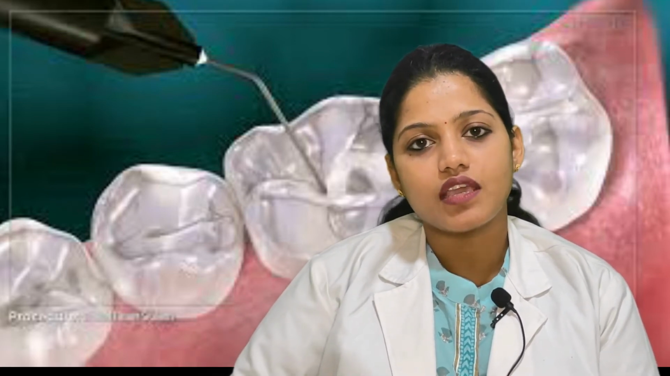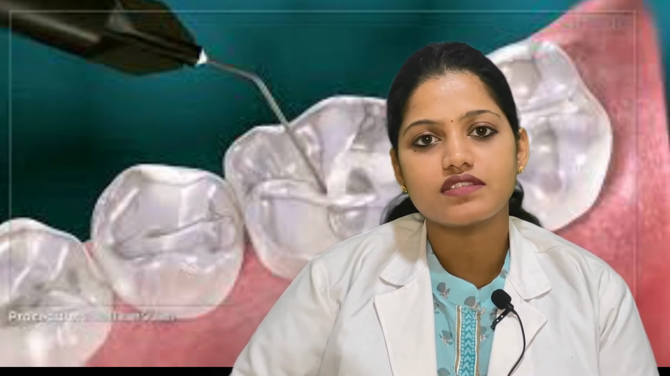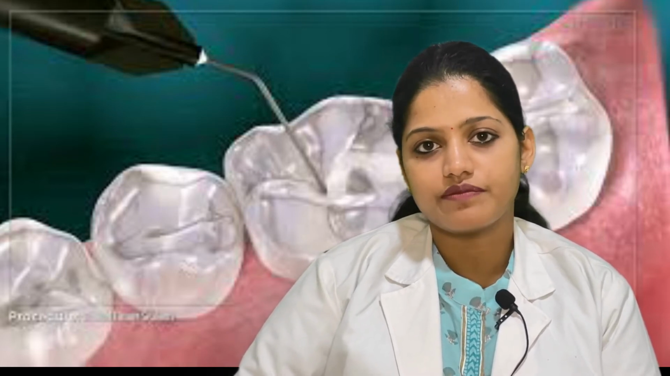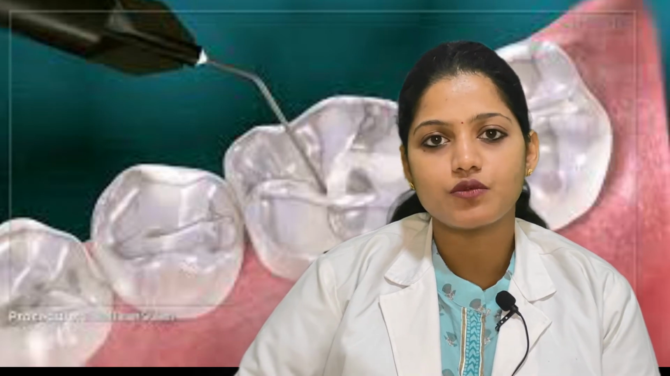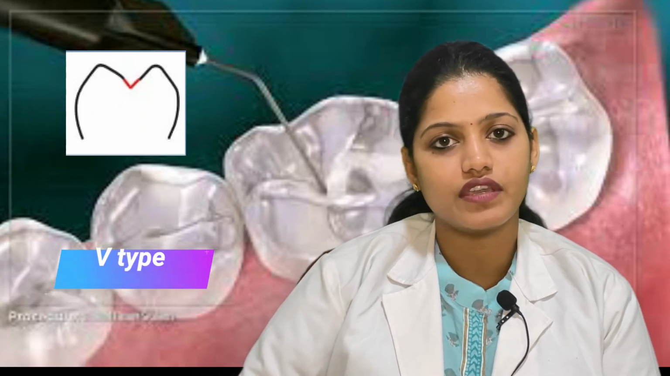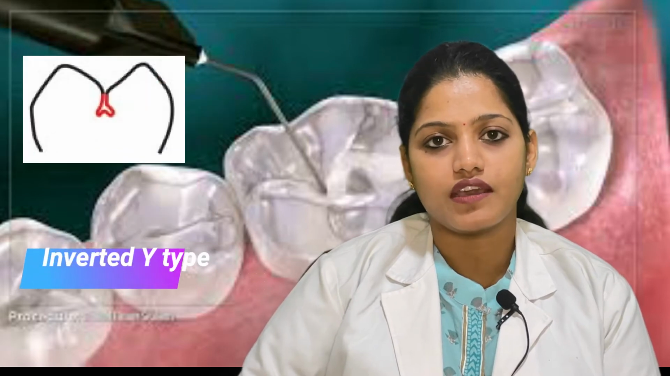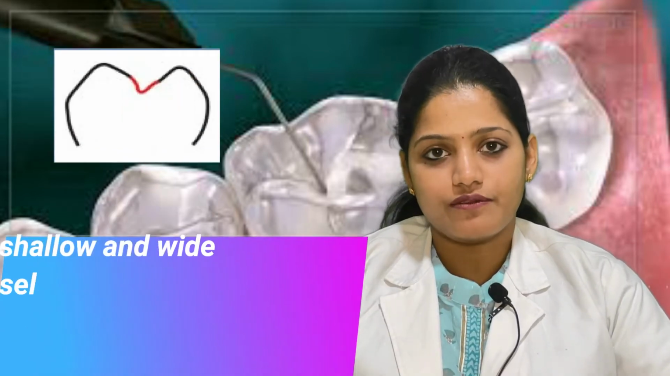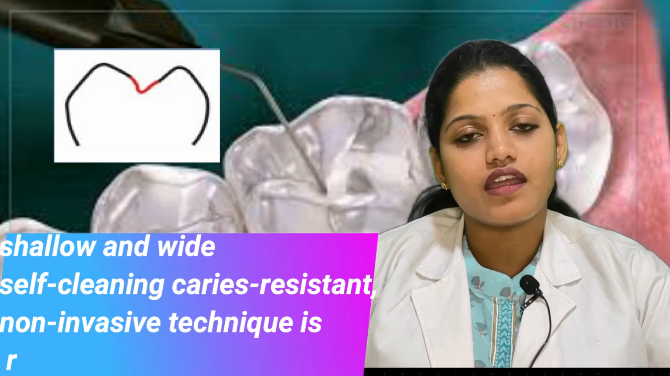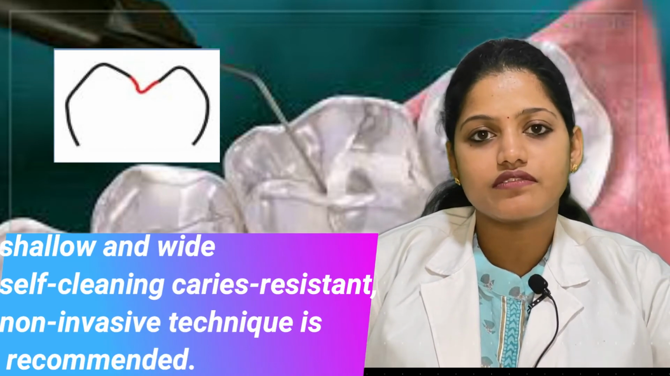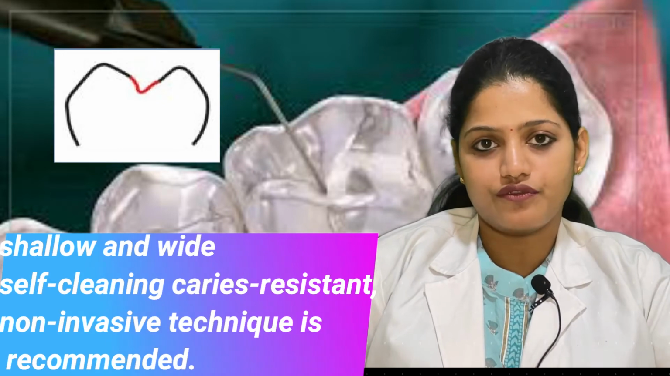There are various types of pits and fissures. Now let's see the different types of pits and fissures. We have 5 types of pits and fissures. The first one is U type, and then we have V type, I type, IK type, and inverted Y type. U type is shallow and wide. They are self-cleansing and more resistant to caries. Usually we recommend non-invasive techniques for this particular type of pit and fissure.